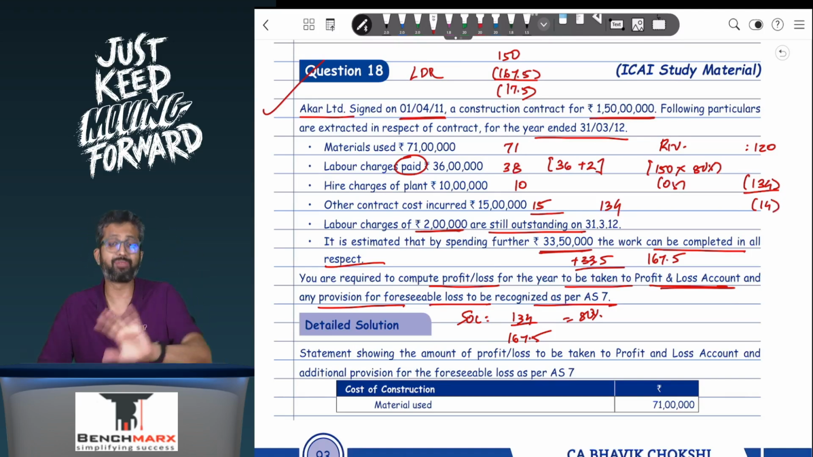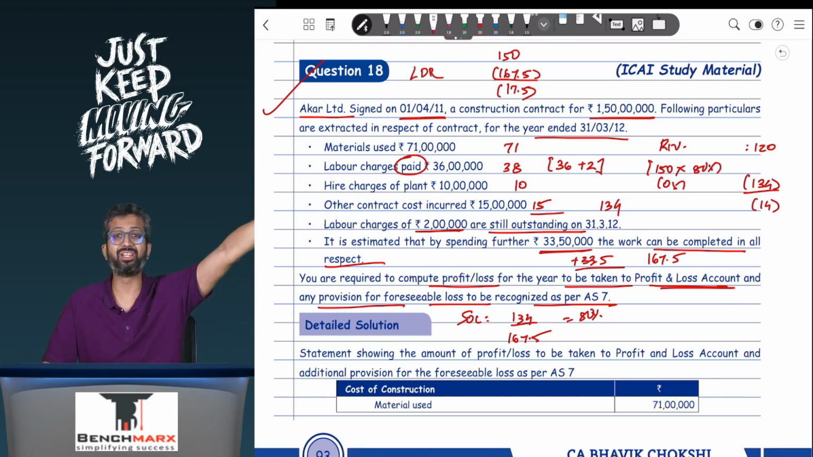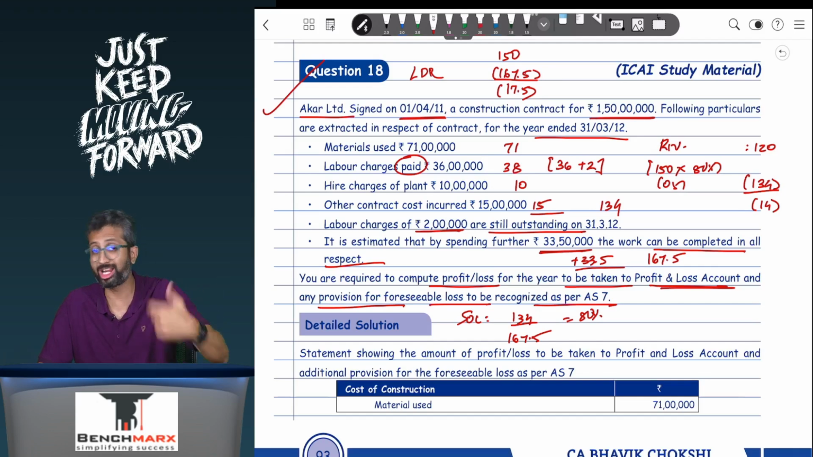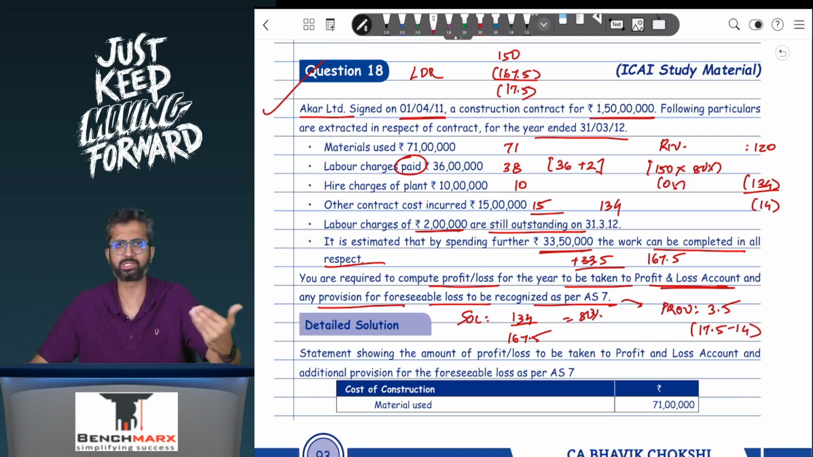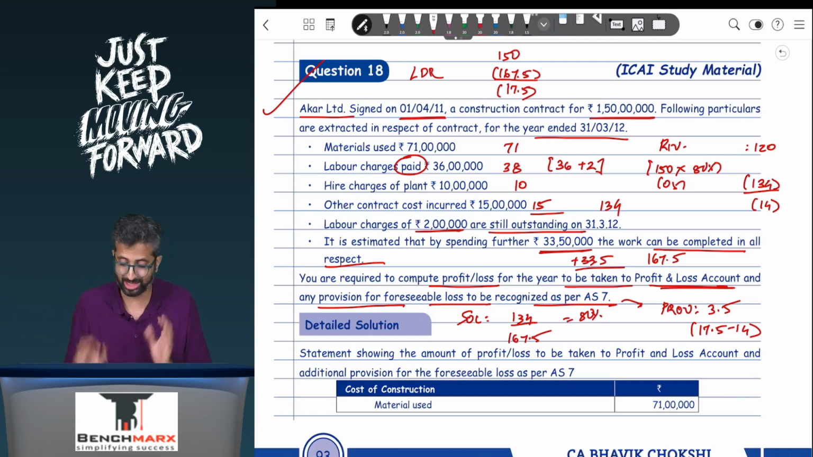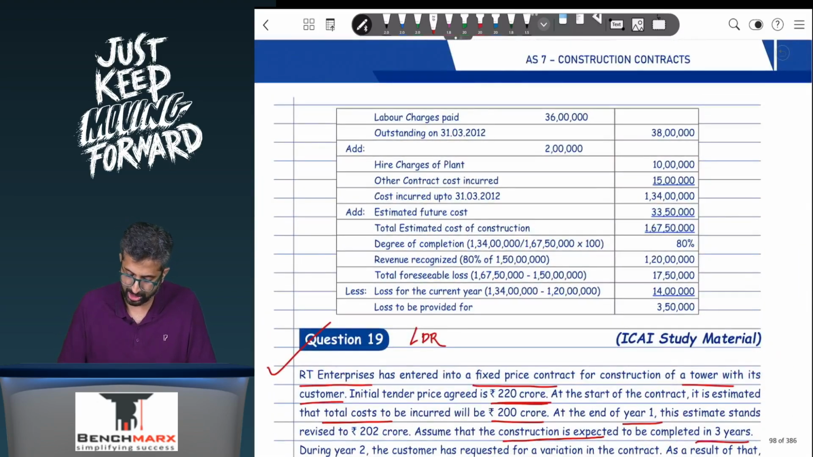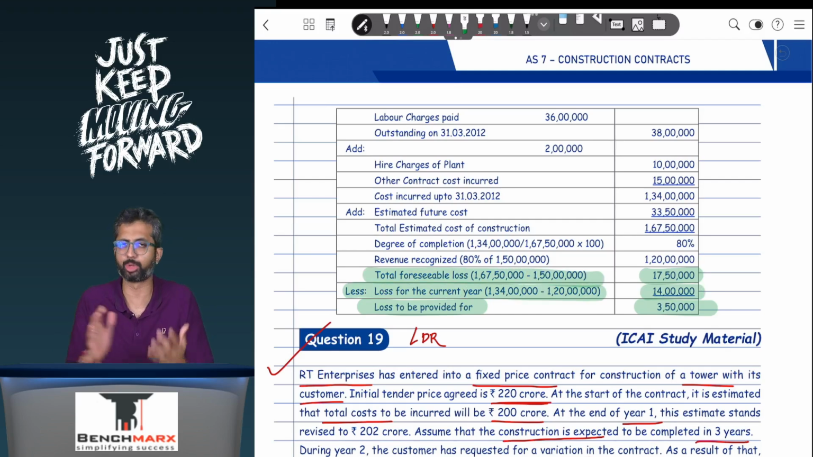Now ideally I should have recorded a loss of 17.5, out of which 14 implicitly gets recorded, and hence you will have to create a further provision for 3.5, that is 17.5 minus 14. Or you can create a provision for 17.5 and after that reverse 14 because 14 is realized, and still have a provision for 3.5, which will be reversed in the subsequent years when that loss actually materializes. So over here, the loss to be provided should be an additional 3,50,000. 17,50,000 should be the total foreseeable loss, out of which the loss of the current year is 14 lakhs, and hence a 3,50,000 additional provision is required.